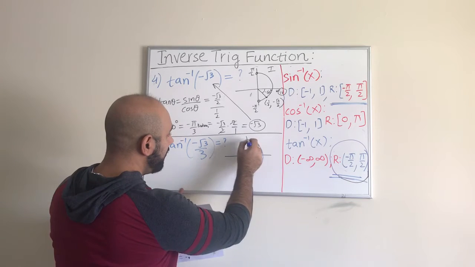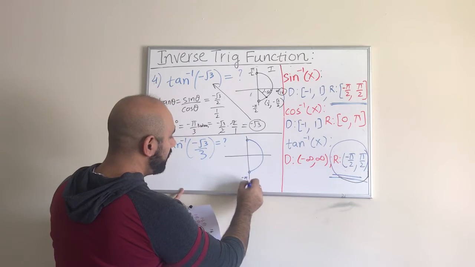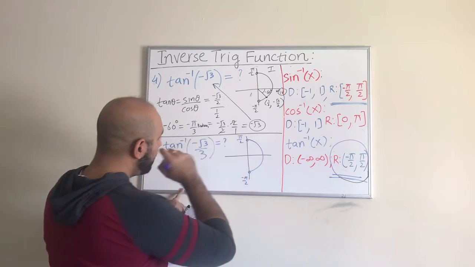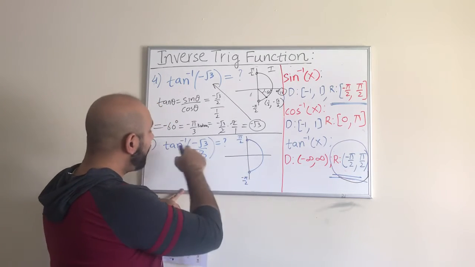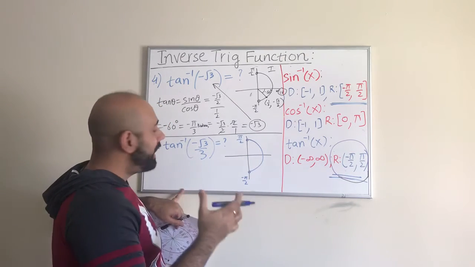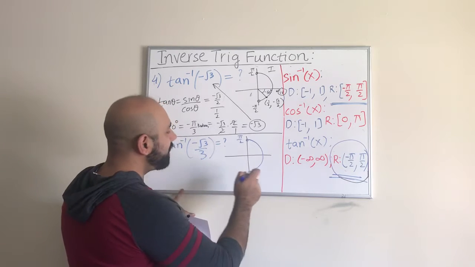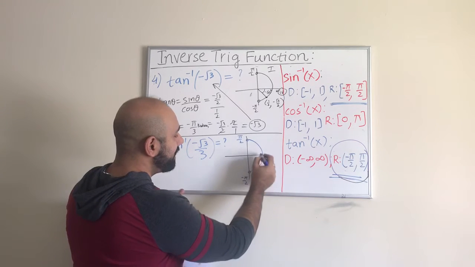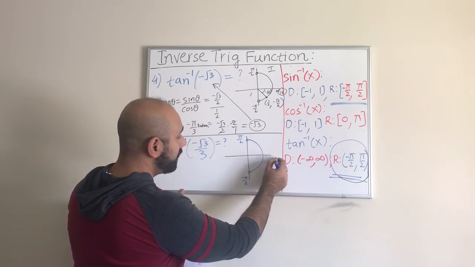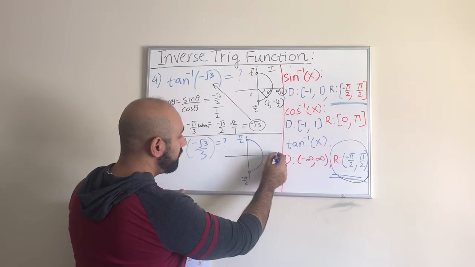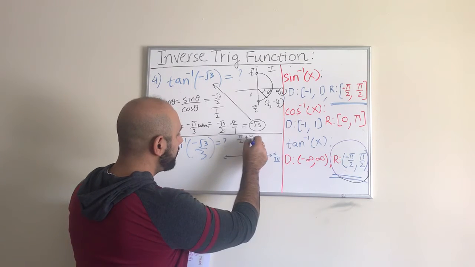No, it does not touch the endpoints. Negative pi over 2 to positive pi over 2. That's the range for this. Now we are again looking for a negative value, and that means it's not going to be in the first quadrant. Sorry, not the second, I mean the fourth quadrant, somewhere here, right? This is my x-axis and this is my y-axis.